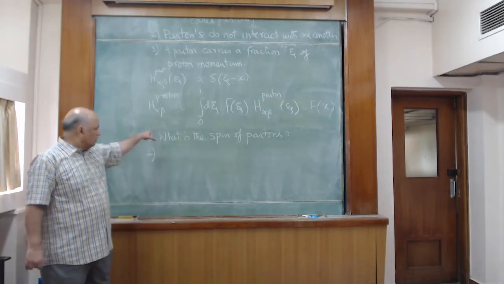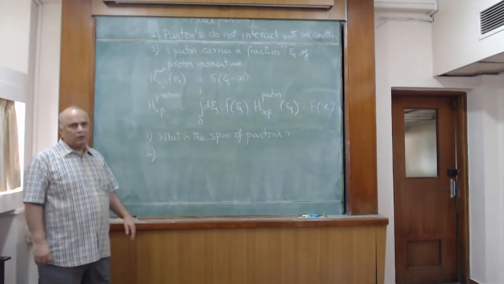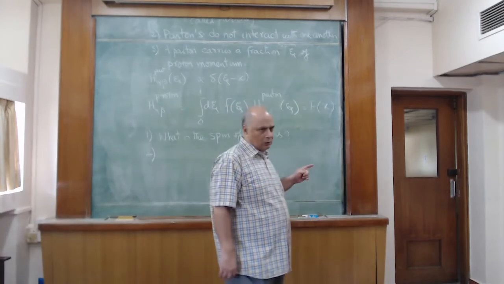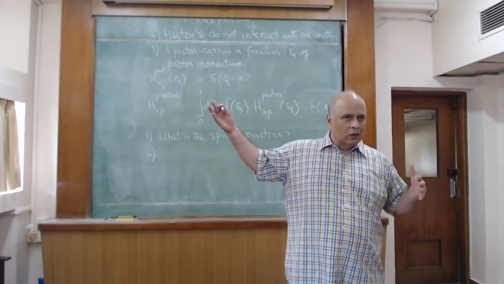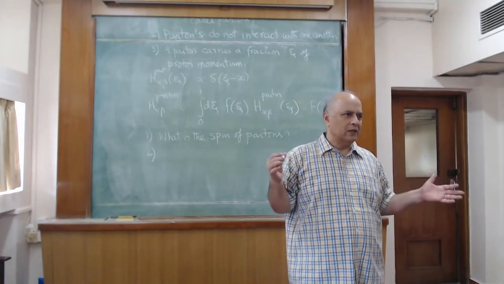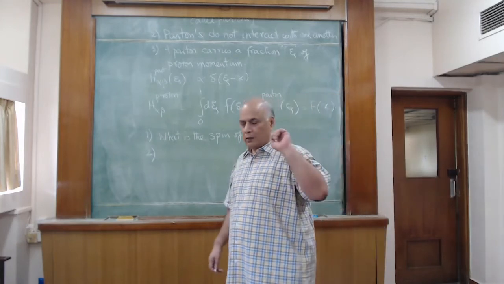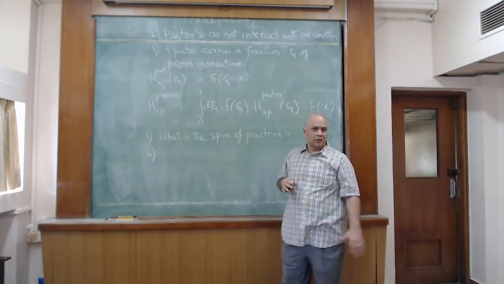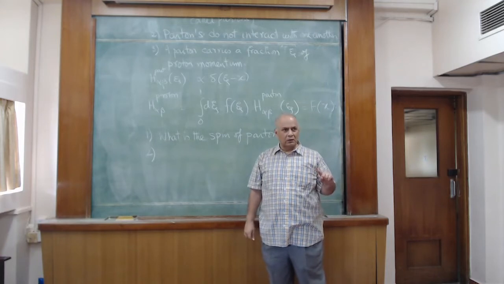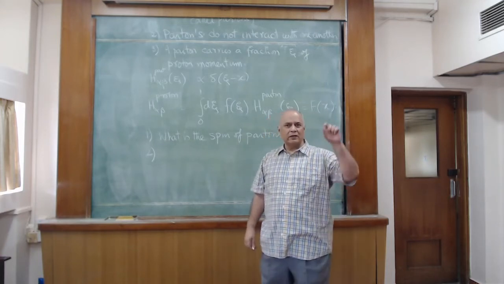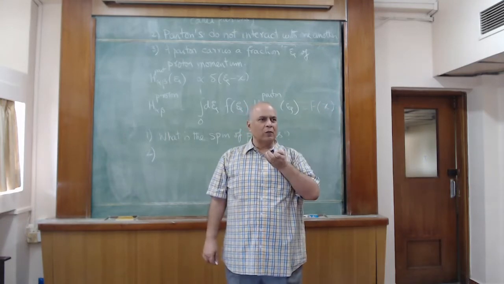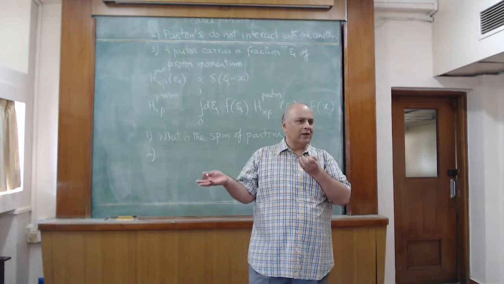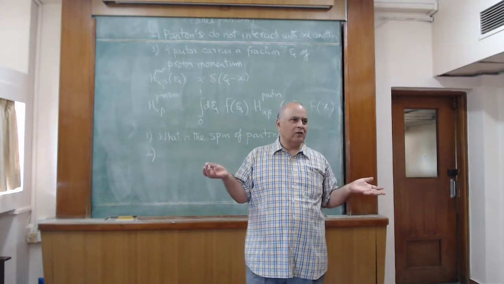So question number one is, what is the spin of partons, and question number two: whatever we have talked about, the whole picture is built to explain deep inelastic scattering, which means that whatever partons are participating in this formalism, they are electrically charged. Only if the parton has electric charge is it capable of absorbing this off-shell photon. If the parton doesn't have electric charge, it doesn't interact with the photon.